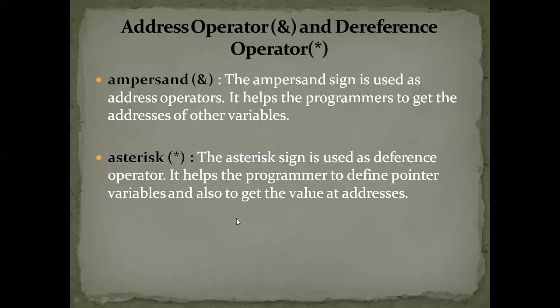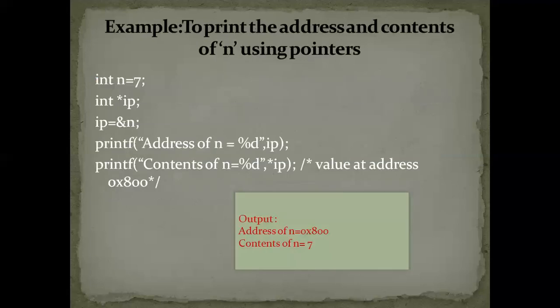The next concept, we'll see the example first. To print the address and content of n using pointer, n value is equal to 7. So this is an integer pointer. ip contains the address of n. So the address of n is how much? 0x800. And what is the content of n? That is 7. Understood? Okay.